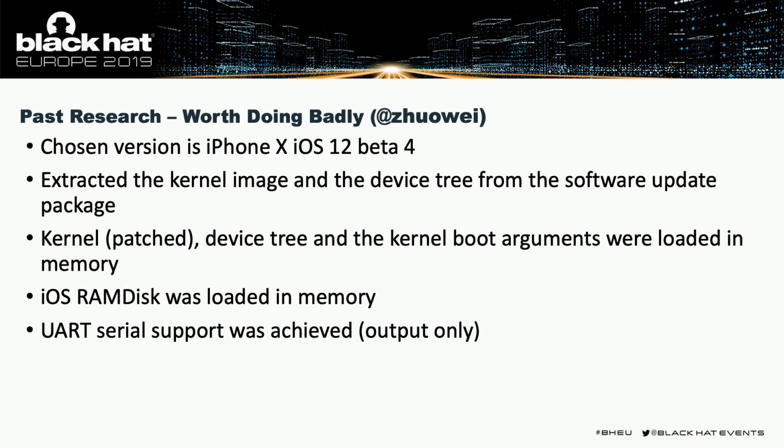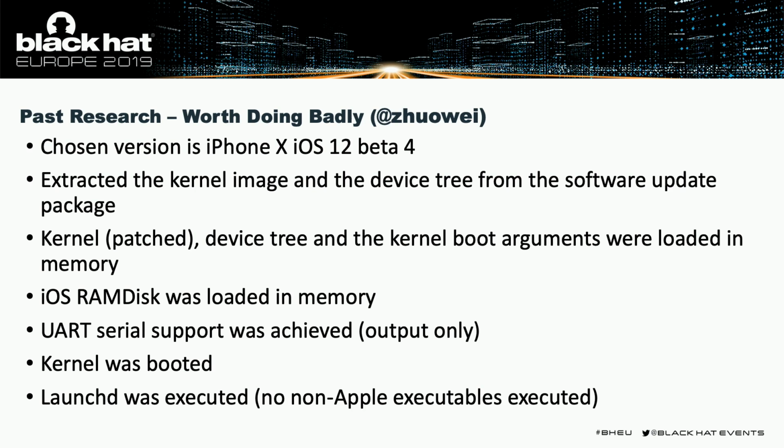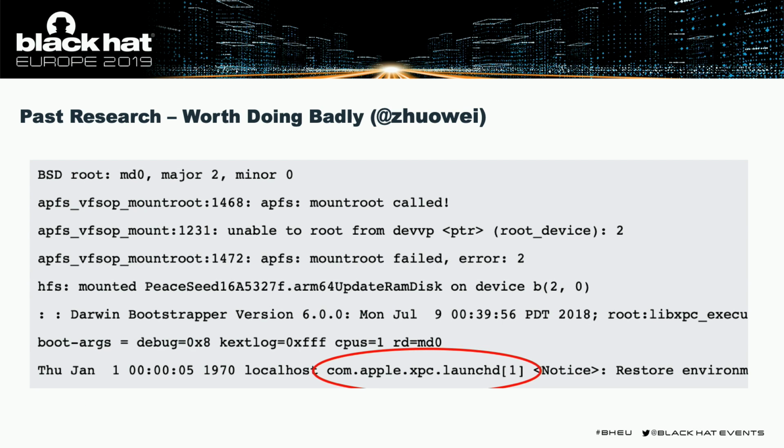They were able to emulate a UART serial device connected to the emulated iOS host and achieved serial output only, no serial input. They were able to boot the kernel on QEMU up to the point where it executed the first user mode application, launchd, the first user mode process, though no applications that are not signed by Apple were executed on their system. Here you can see the system's serial output, and in the output you can see that launchd was actually executed and produced output.